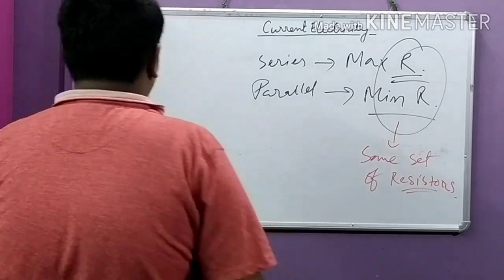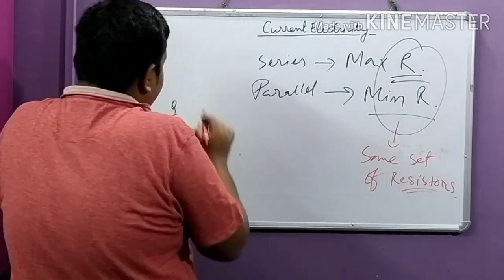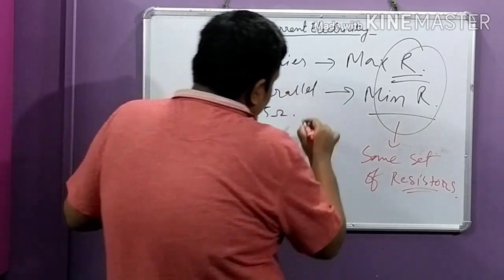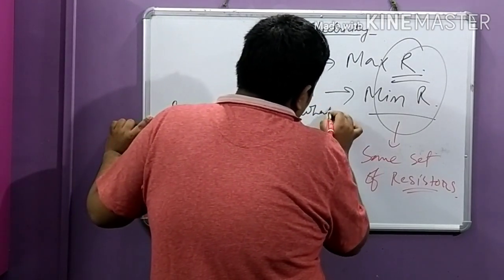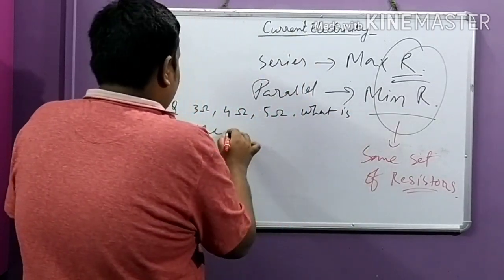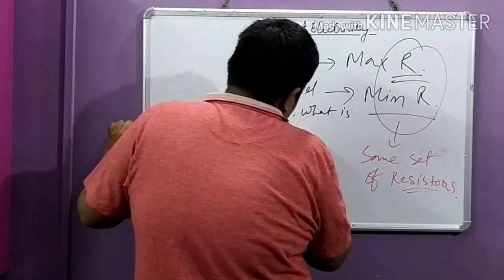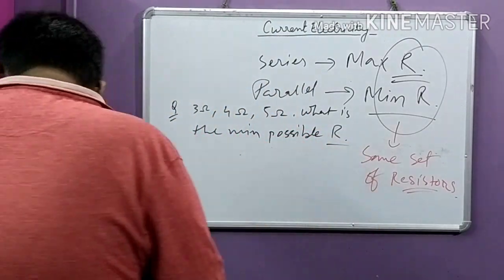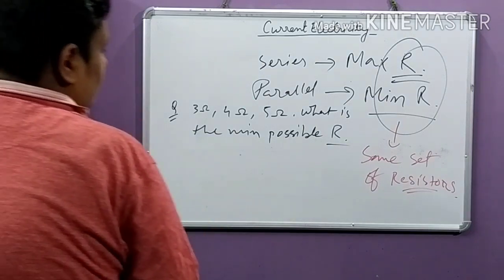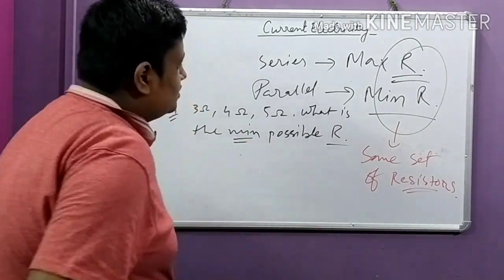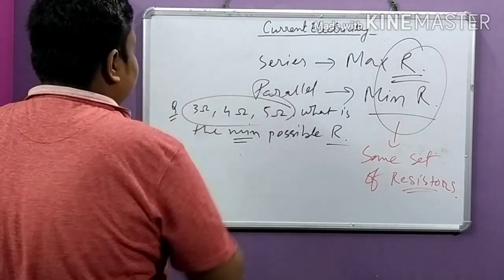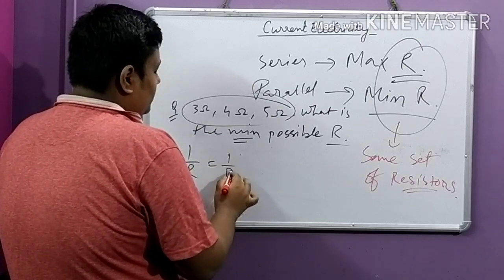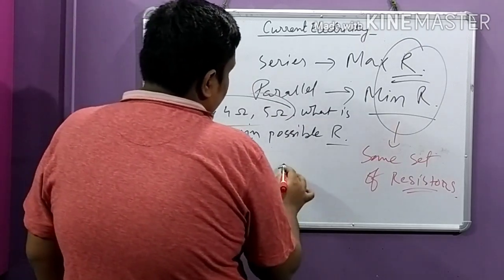So let us take the same example that we have taken in our previous class. You were given 3 ohm, 4 ohm, 5 ohm and asked what is the minimum possible resistance. So what will be your answer? It will be simple. For minimum resistance we have to connect these three resistances in parallel, and for parallel connection we know 1 by R equal to 1 by R1 plus 1 by R2 plus 1 by R3.